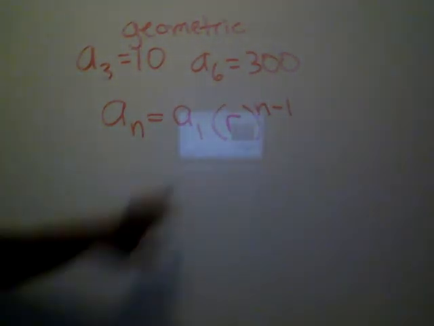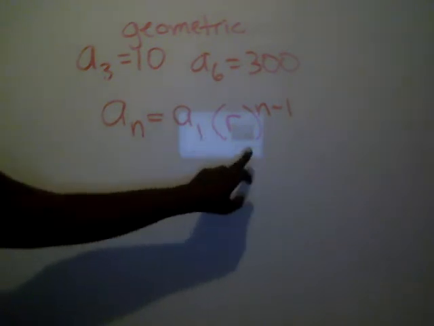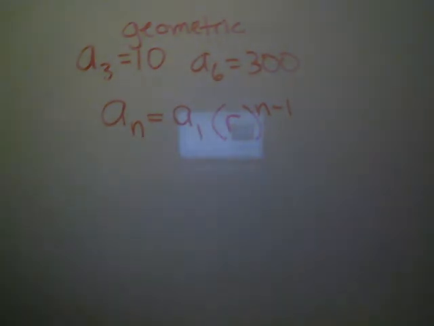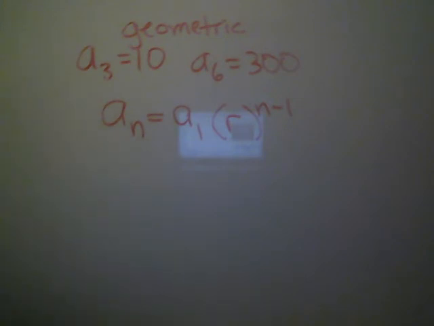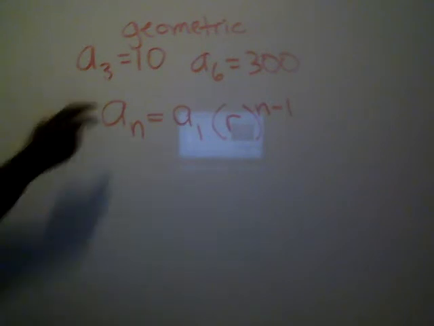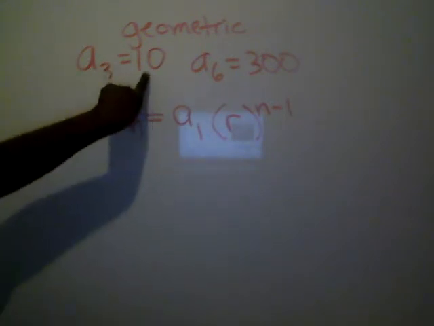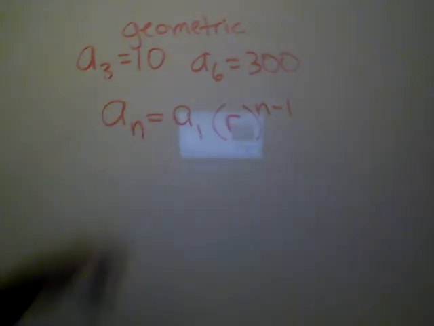Okay. Only issue is we don't know a1 and we don't know r. So we have to do some work to try to figure out what we can do there. Because this is geometric, we can't use the slope like we did for arithmetic, but what we can do is set up two equations. I'm going to set up one equation using this information and one equation using this information.